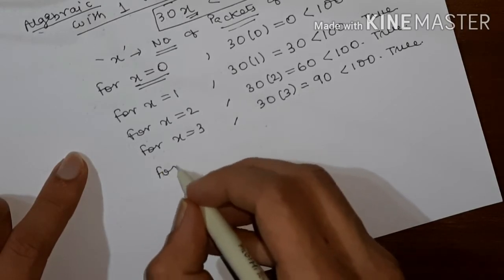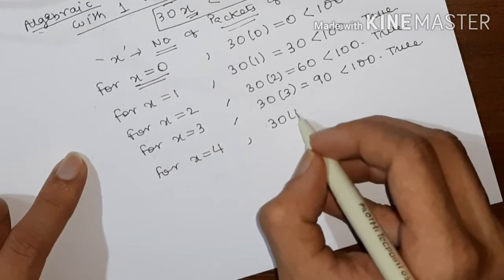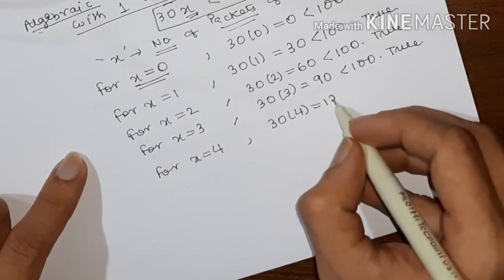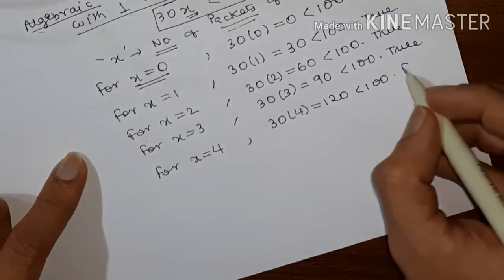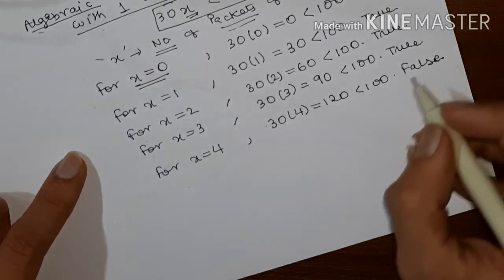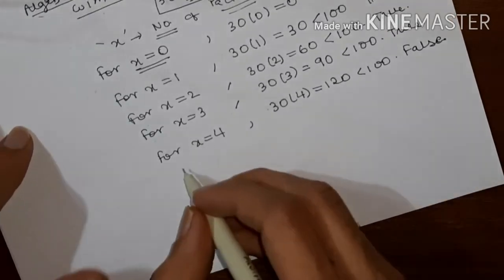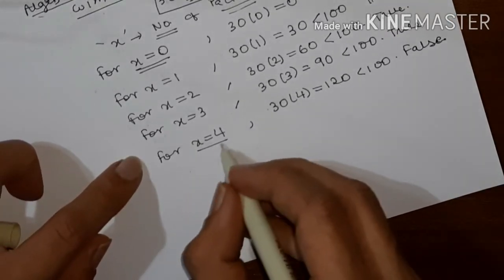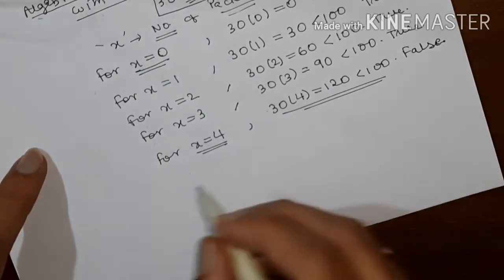Now for x equal to 4, what do you get? 30 times 4, which is equal to 120, is less than 100, which is false. So you see that for x equal to 4, you are getting the statement as false.